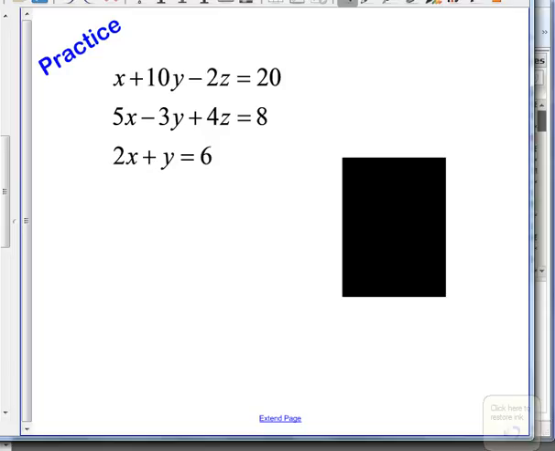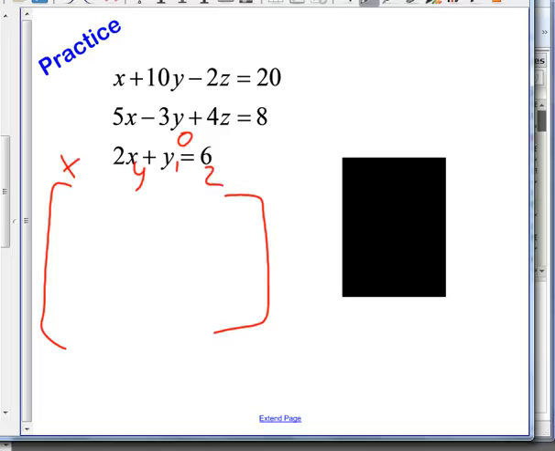So, let's look at this one. The first thing we need to realize is that this third equation doesn't have a z. So if it doesn't have a number or variable, what should we replace it with in the matrix? 0. It wouldn't be 1, it would be 0. Because if it was 1, then that would mean that we'd have the variable there, so 0. So our first step is to put these into a matrix. Remember, all of our x's, all of our y's, all of our z's, and then our numbers.